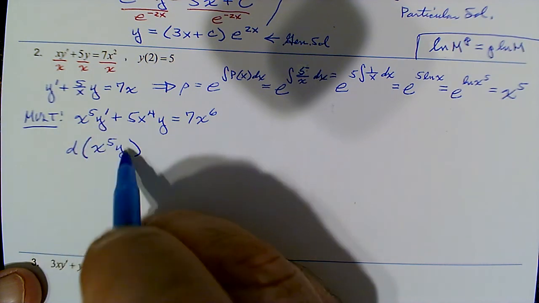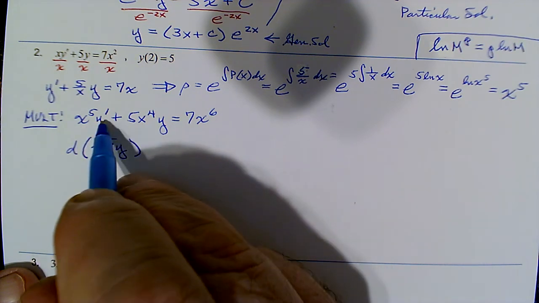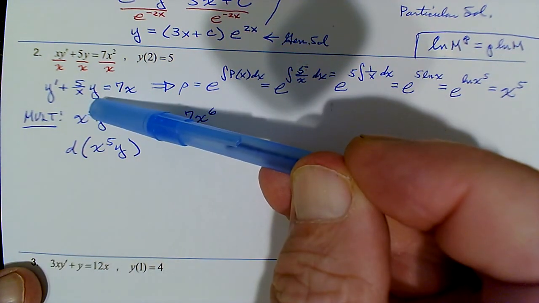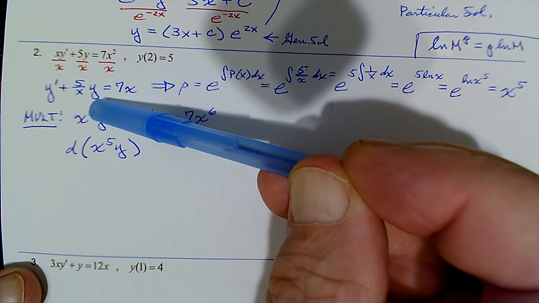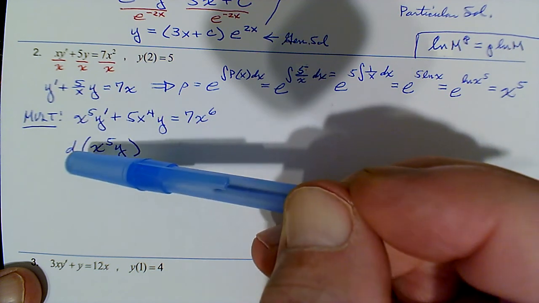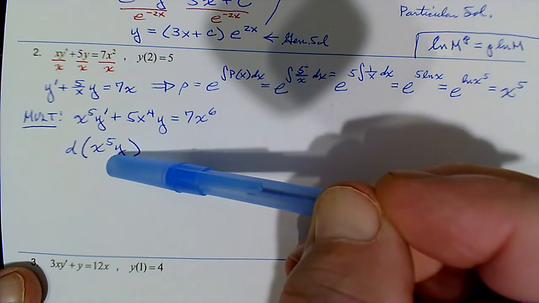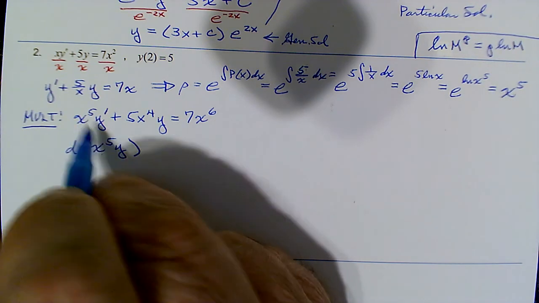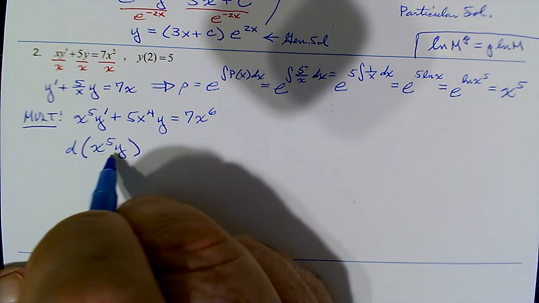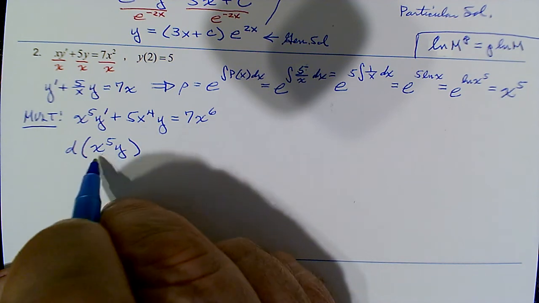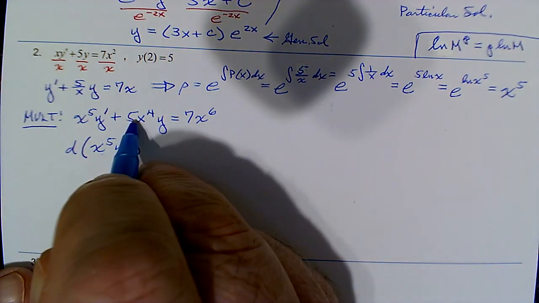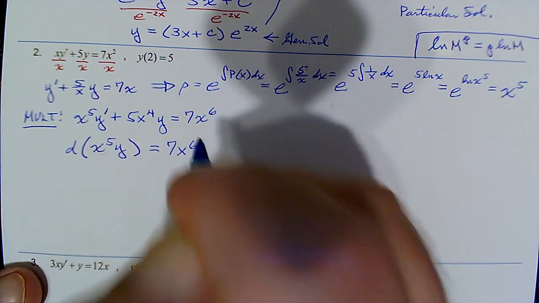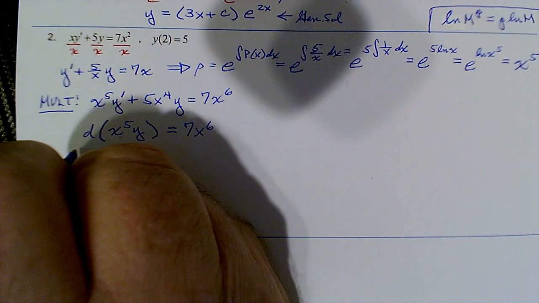Look at the term to know what this product is, look at the term containing the derivative, and take away its derivativeness. So x to the fifth y. Or, as we've proven, the integrating factor times y. And to double check, think of the product rule. First factor x to the fifth, derivative of the second, y prime, plus second factor y, derivative of the first, 5x to the fourth. And that equals 7x to the sixth. So great.